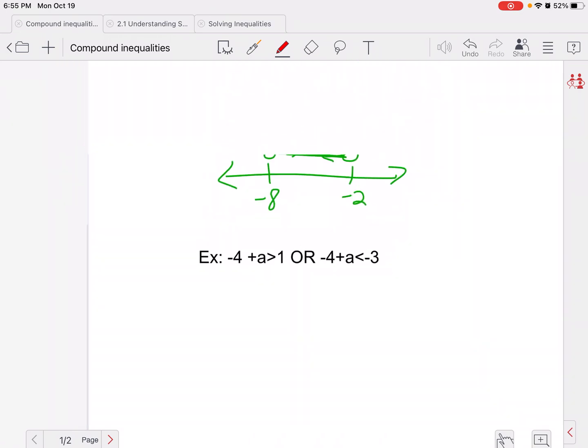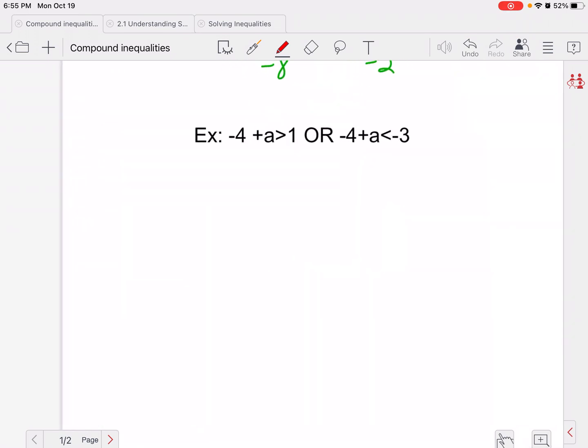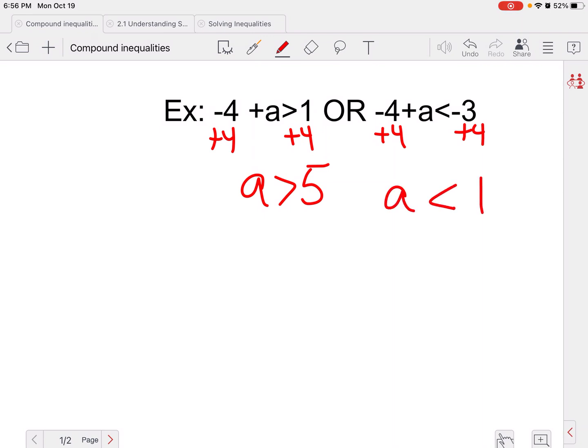These ones are and statements because it has to be between -8 and -2. So for an or statement, we have two separate things, and we're going to solve for a on both of them. So I'm going to add 4 to this side. So I get a is greater than, I can't write today, sorry guys. A is greater than 5. Or we're going to add 4 to both sides here. We get a is less than 1.